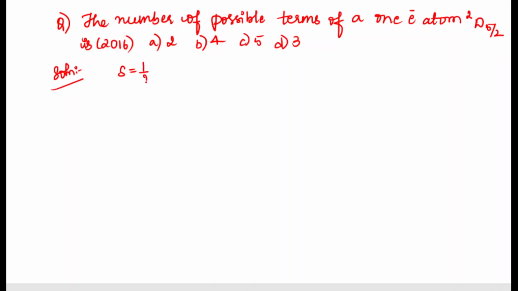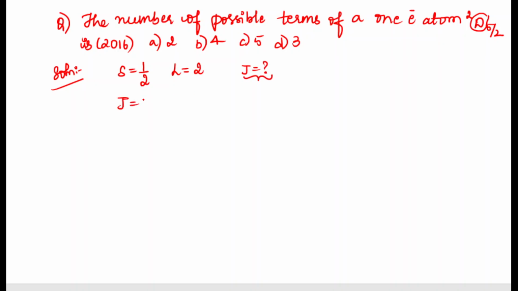S will take the value of, from here it is very clear, D means what is the value of L? L is equal to 2. Now the number of possible terms means they are asking for the values of J. How many J values are we having?